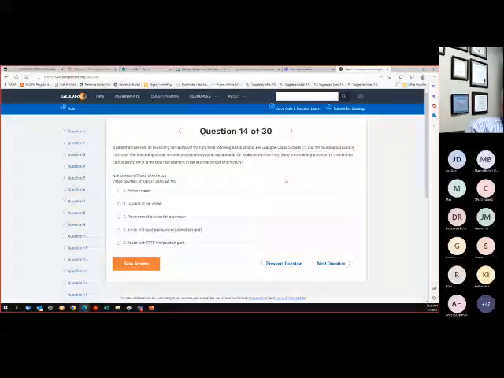Primary repair, ligation, shunt, repair with an interposition graft, or a PTFE interposition graft. In that case, she's unstable, so I would choose B, ligation of the vessel. Yeah, no issues there. It should be the answer.